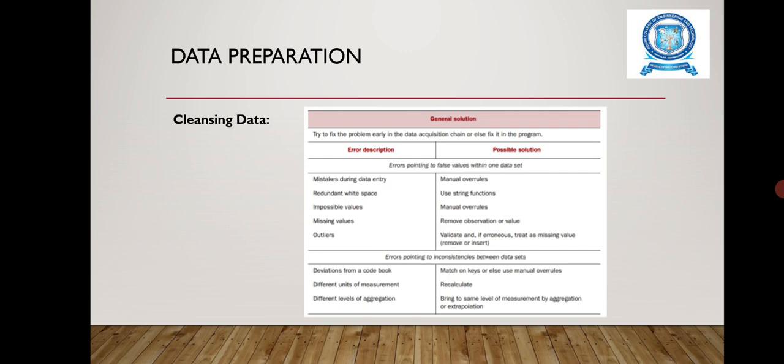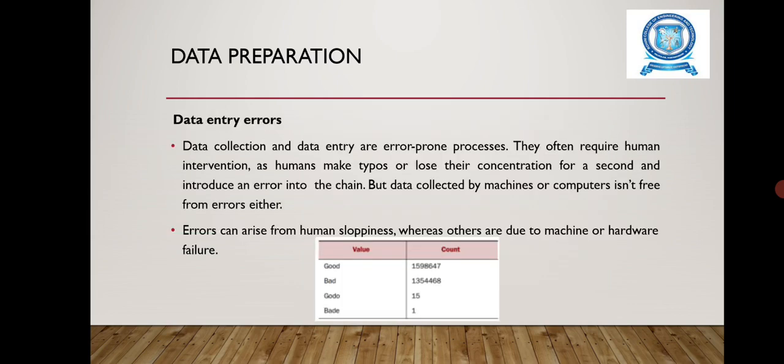The errors pointing to inconsistencies between data sets: deviations from a code book, match on keys or else use manual overrules; different units of measurement, recalculate; different levels of aggregation, bring to the same level of measurement by aggregation or extrapolation.